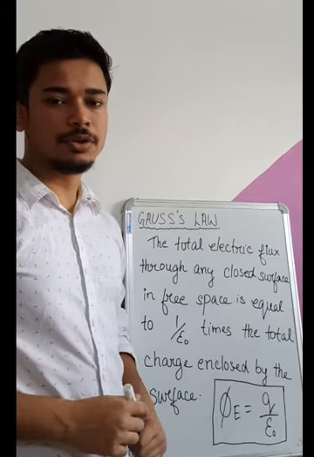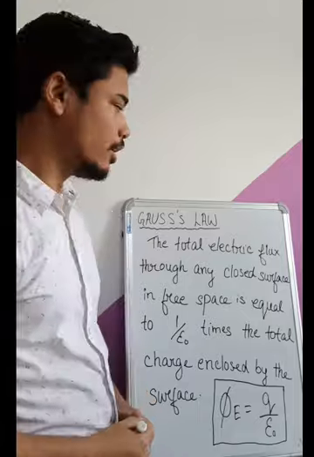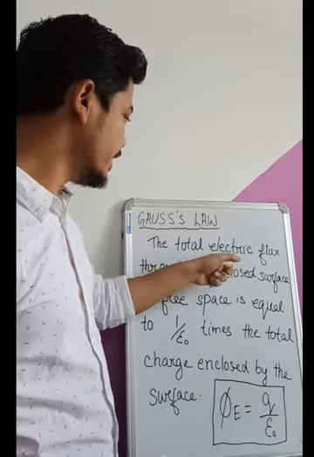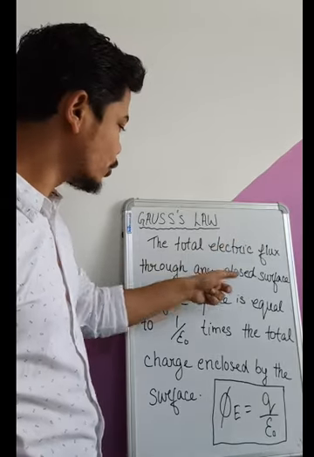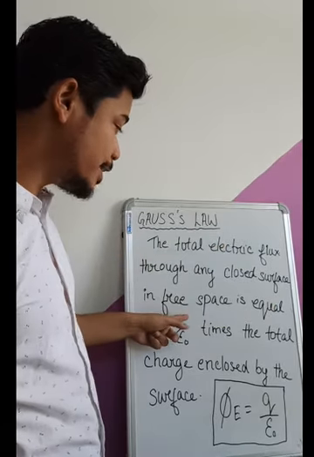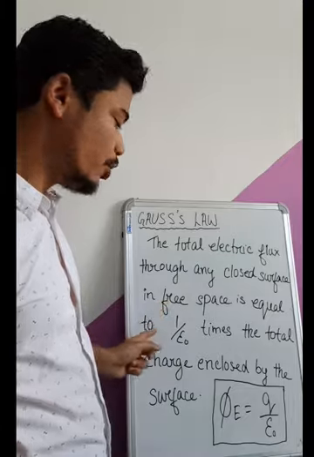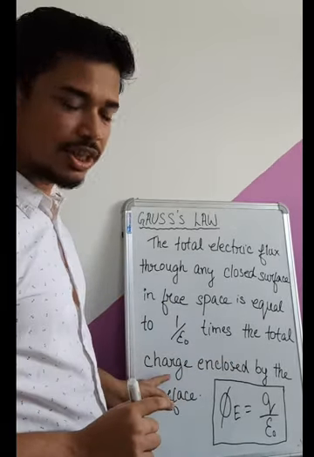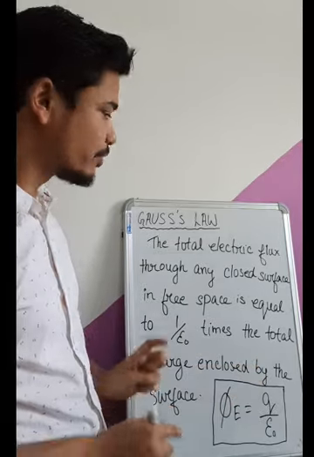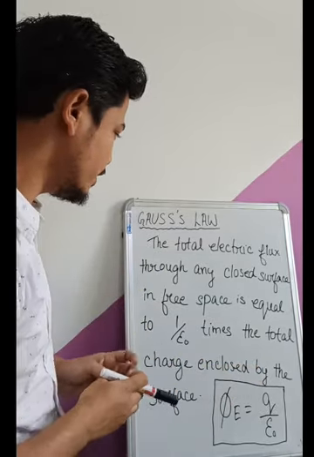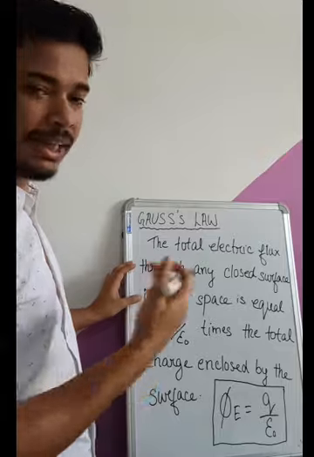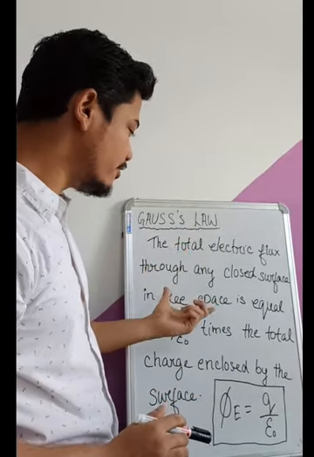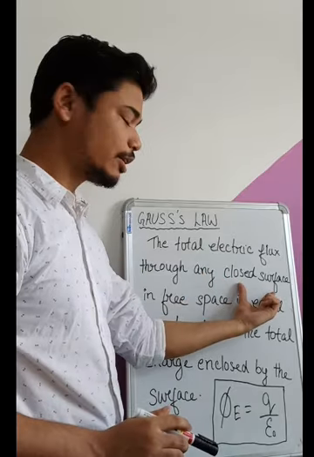Let us now come to the statement of Gauss law. What does the Gauss law state? It states that the total electric flux through any closed surface in free space is equal to 1 by epsilon naught times the total charge enclosed by the surface. What does it signify? We are going to calculate the total electric flux in the Gauss law, so we have to consider a closed surface.